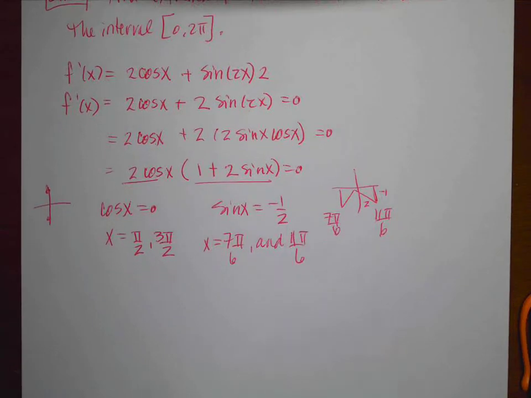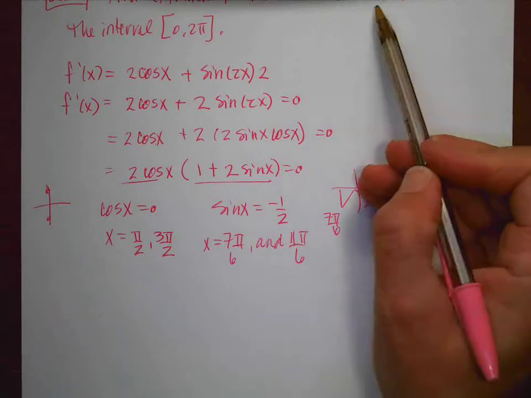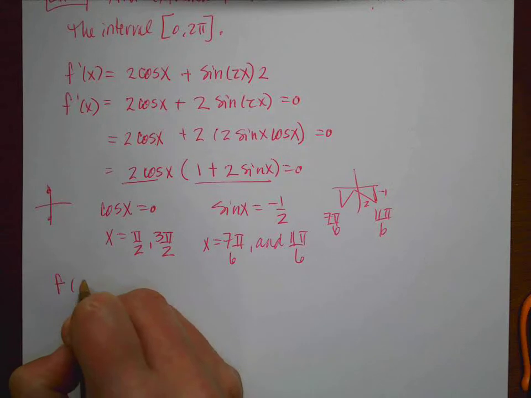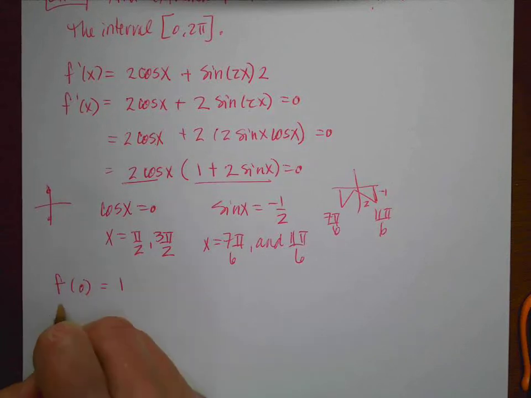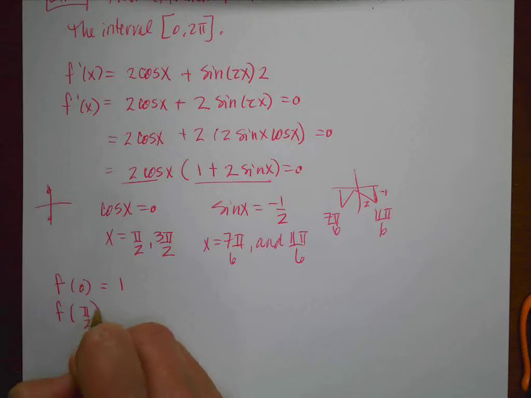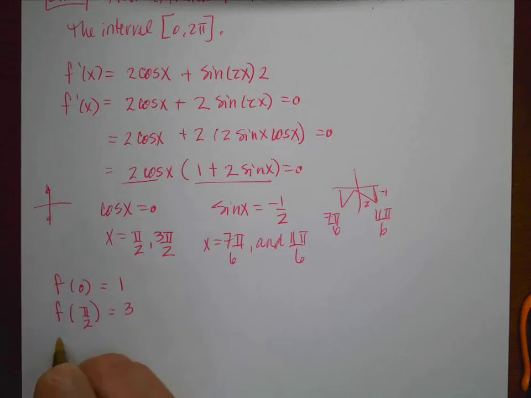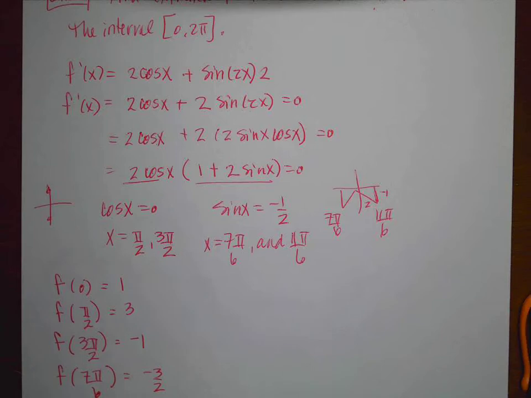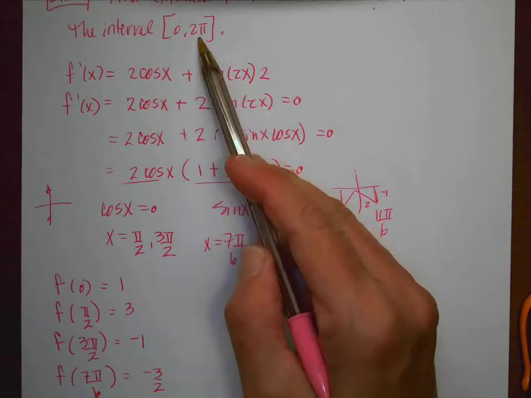Okay? The next step, now that we found all of the critical points, is to evaluate the function. And at this point, I'm just going to write the answers because I'm assuming that you can do this math. So I'm going to evaluate f of 0, and I'm going to get 1. And then f of pi over 2, and I'm getting 3. And then f of 3 pi over 2, and I get a negative 1. f of 7 pi over 6 is a negative 3/2, and f of 2 pi is going to equal a negative 1.